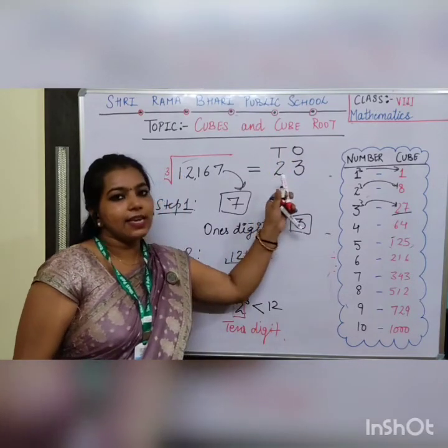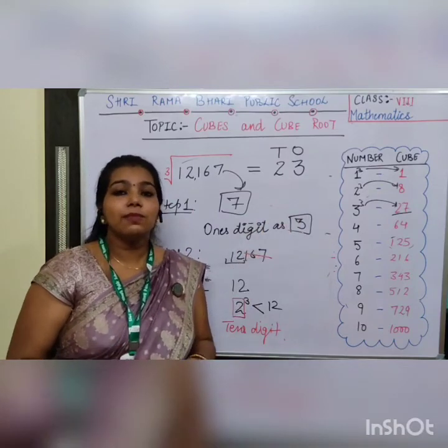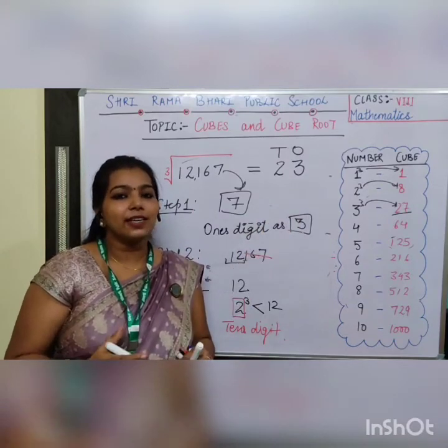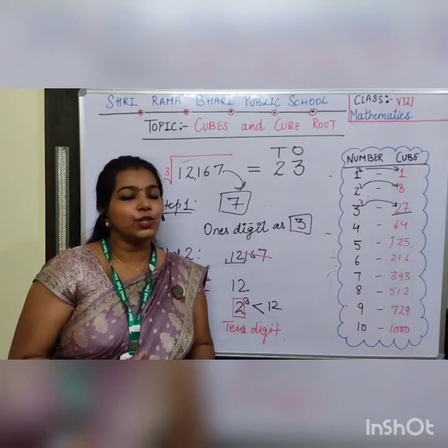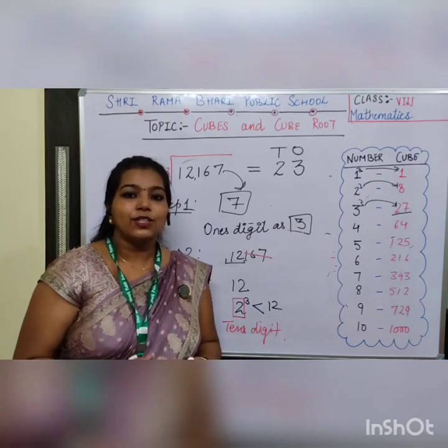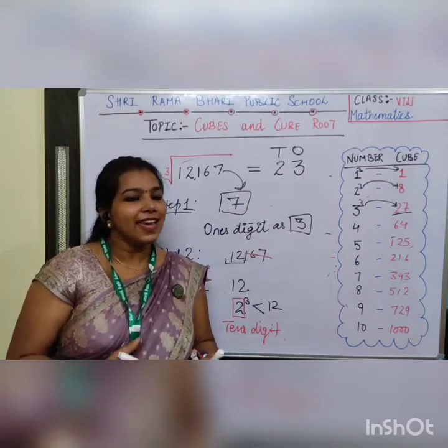So the cube root is 23. This method is the shortest and quickest way to find the cube root of a perfect cube. You can try this method and enjoy it.